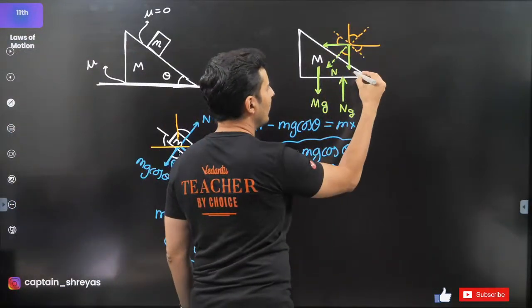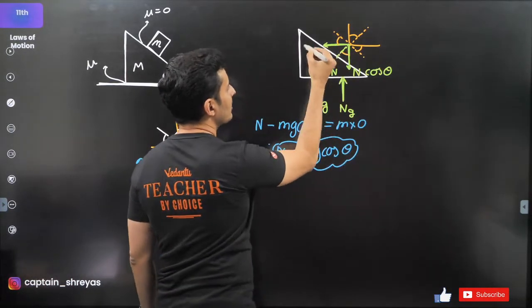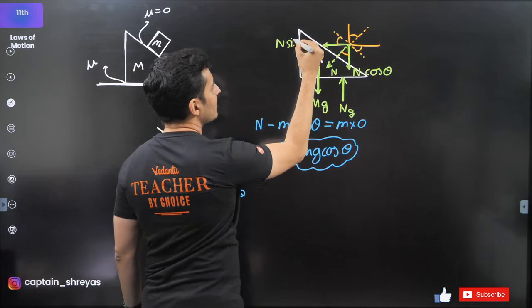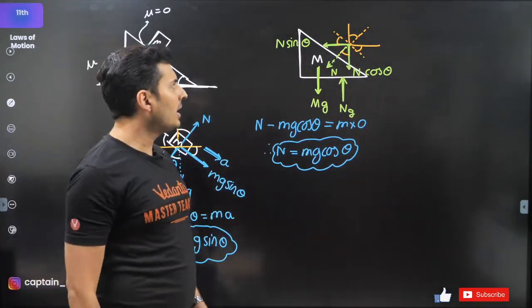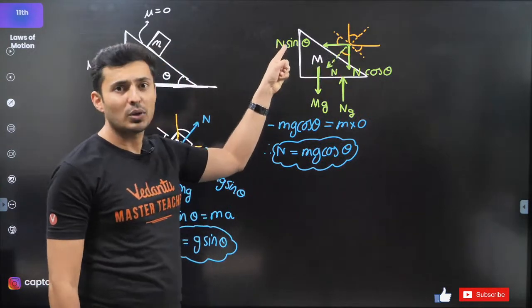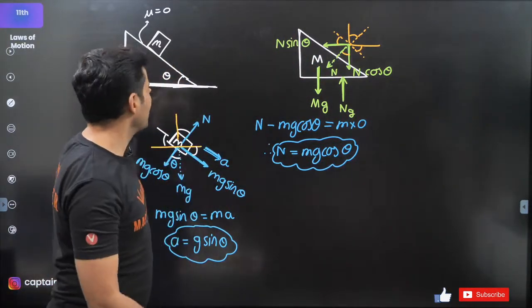So obviously the downward component will become N cos theta because you are closer. This component will become N sine theta because you are far away. As simple as that. Now think about it. N sine theta is horizontal. If there is a force, this will accelerate. But I know this wedge is not moving.